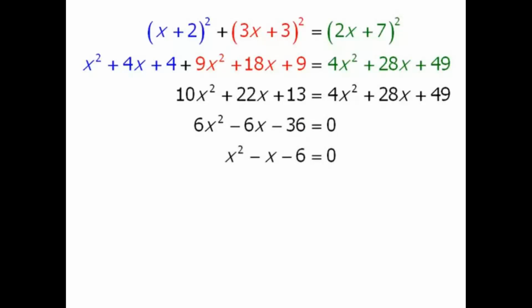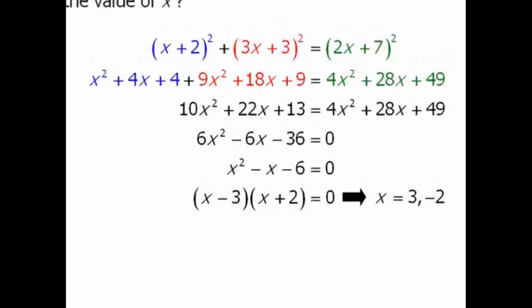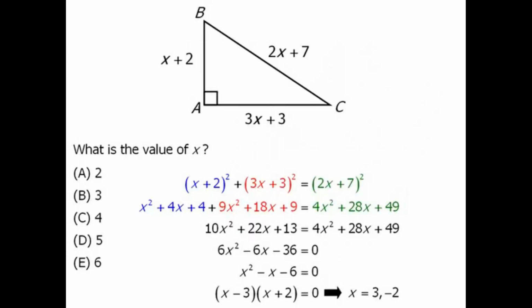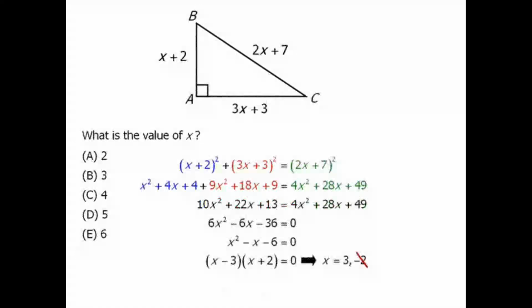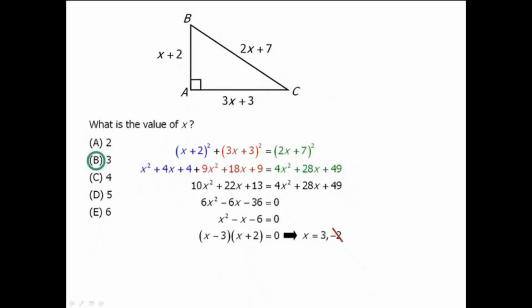And now we can factor this quadratic. When we do so, we get the following. From here we can conclude that x equals either 3 or negative 2. Since negative 2 will yield measurements with negative values, we can cross this out. So as you can see, our answer is B.